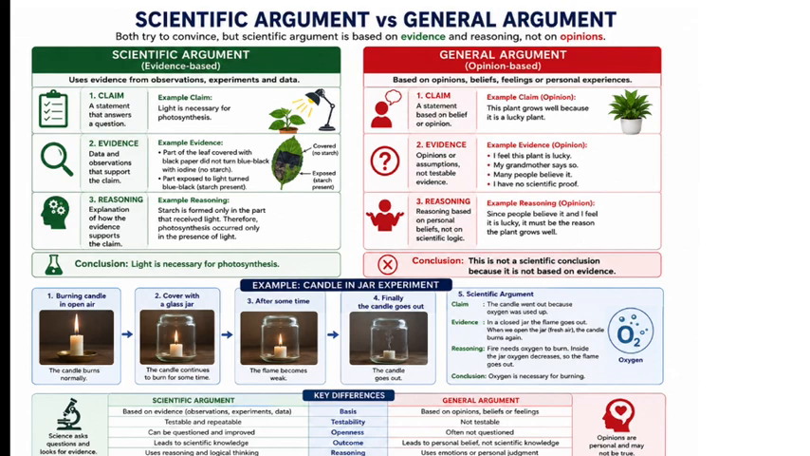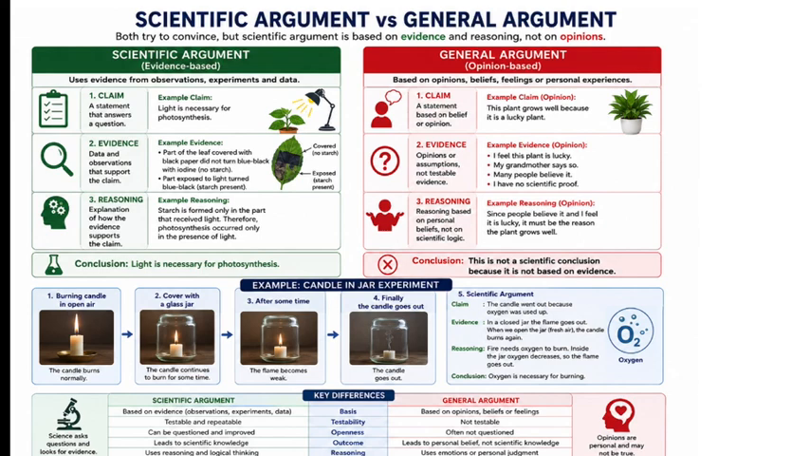Sometimes they give their opinion or even their emotions, for example that the candle doesn't like a closed environment, and they give such claims as evidence. Their emotional guesses may be given as explanations in general arguments. This is how we can see the difference between the scientific argument and the argument of God or somebody.